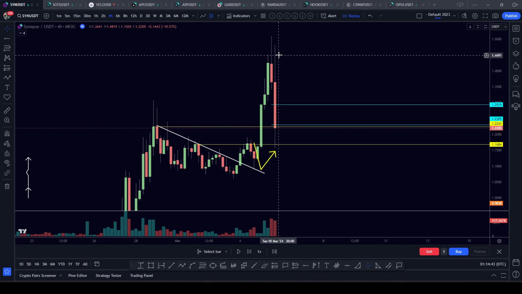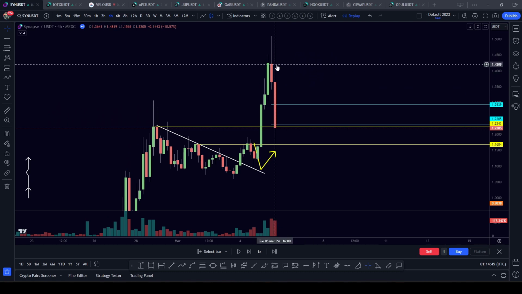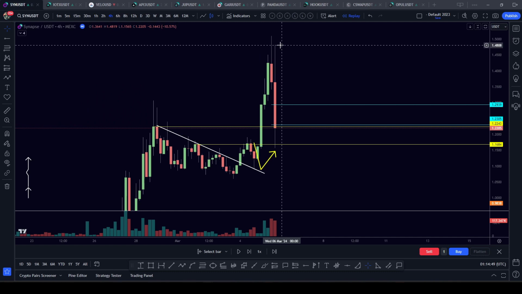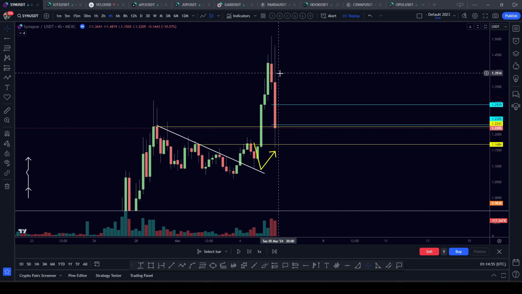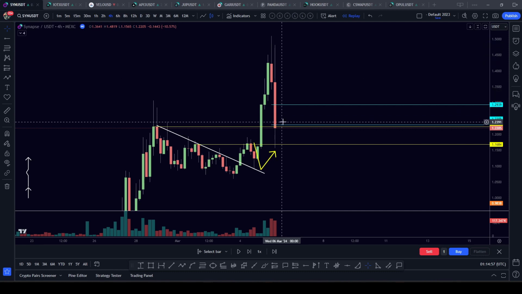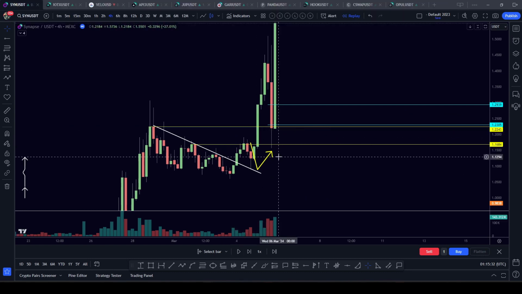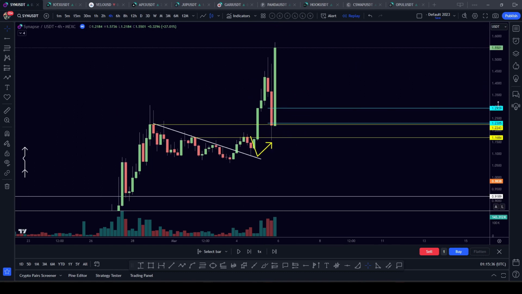And now this next candle, price did come down, lots of selling pressure. Now, of course, the price did come up all the way up here, but then there was more sellers selling at a lower price, driving this price down, hitting our lower entry, continuing to come down, and now buyers are stepping in. In the very next candle, the buyer stepped in and shot up the price.